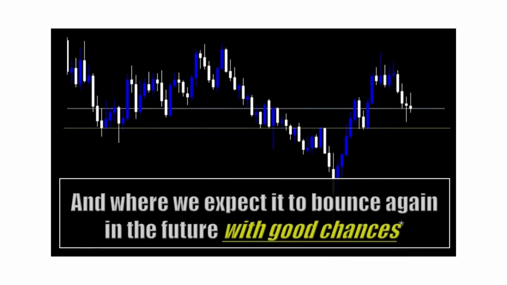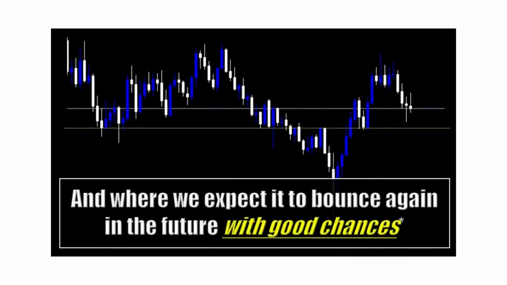So when a level has this type of rejections in the past, we expect it to bounce again with good chances in the future. Note that we are talking about probability here. No level will work all the time.